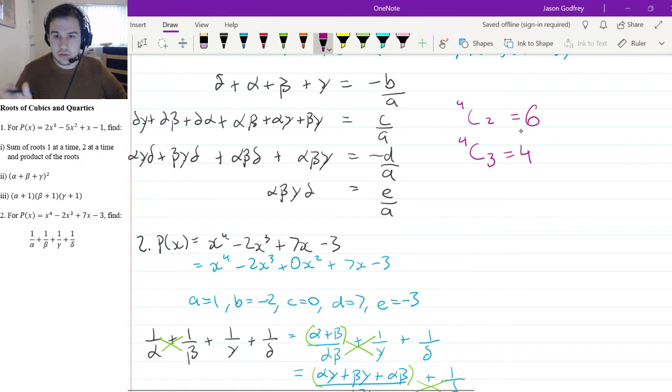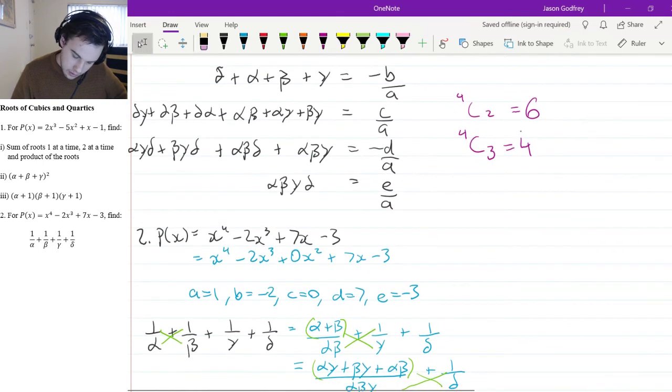That sounds like Pascal's triangle, 1, 4, 6, 4, 1. Yep. So that would be a way to check for a higher order one. If there was a quintic, so quin for 5, then the sum of the roots 2 at a time would be, well, there's 5 letters and you're choosing 2 of them, so there'll be 5C2 many terms.